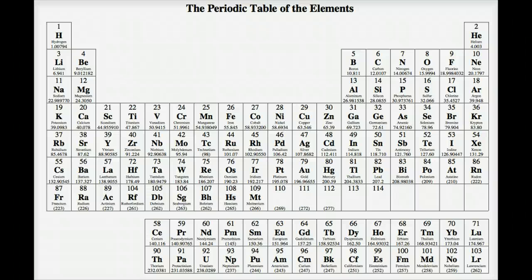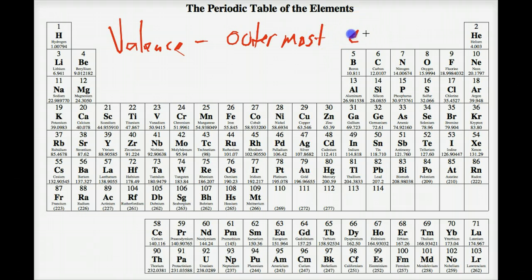Okay, I wanted to talk a little bit about the valence electron level. The valence is very simplistic. It's the outermost electron level. Okay, outermost level. And we should be able to count valence electrons for any single atom.